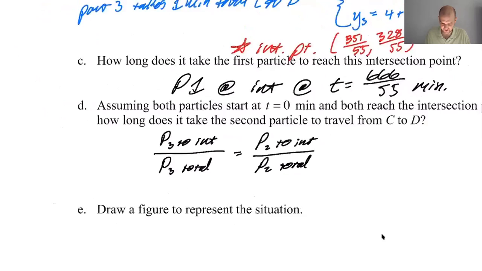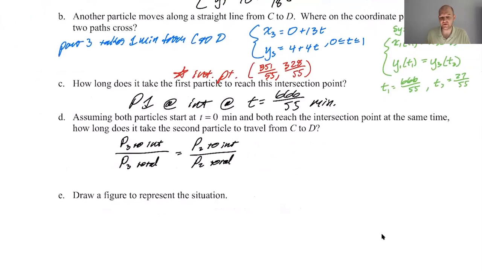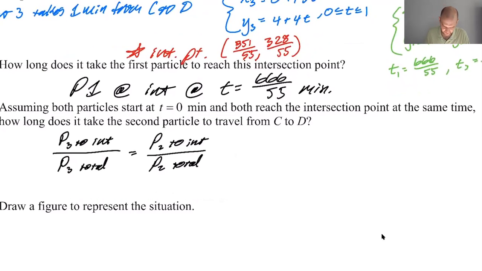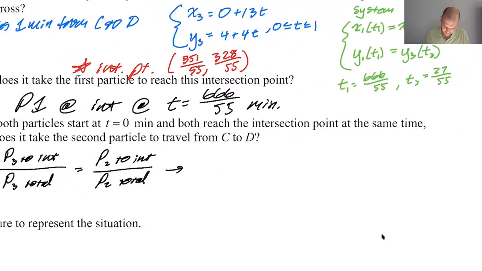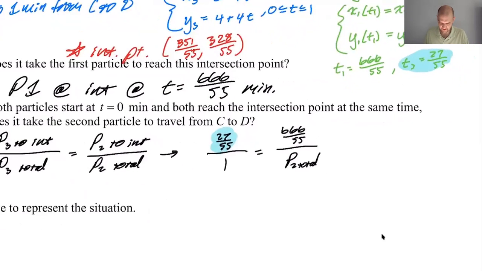So this is how I'm going to choose to solve this time. There's a lot of ways you can solve this. We solved it other ways. So I'll solve it a different way on the calculator also, but I'm not going to write it out. So particle 3 to the intersection was 27 over 55, right? Which we got from here. And particle 3 took an entirety of 1. And then particle 2 to the intersection is 666 over 55. And then this is going to be P2 total. So we just need to solve that.